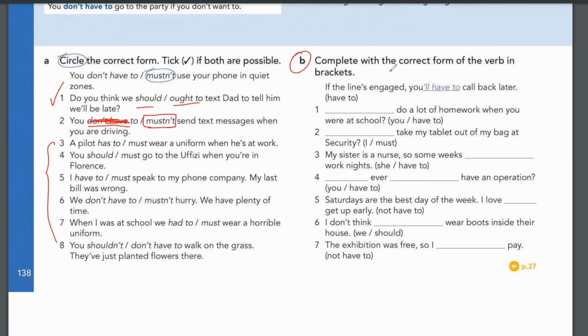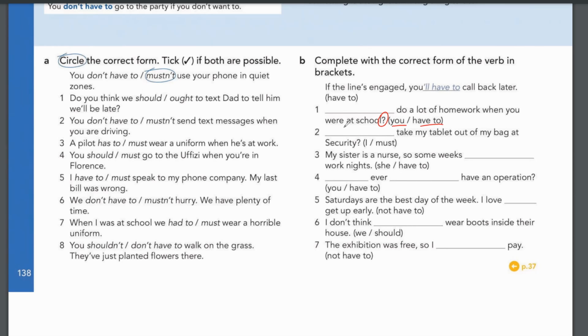B, complete with the correct form of the verb in brackets. Right? Correct form of the verb in brackets. Obviously, we got brackets here. You have to, or she, and have to here, not have to, negative. We should not have to. So we're going to do question number 1 and maybe 2. Let's do question 1 and 2 here. So that's a question, guys, because you can see the question mark, right? Question mark. And you have to.